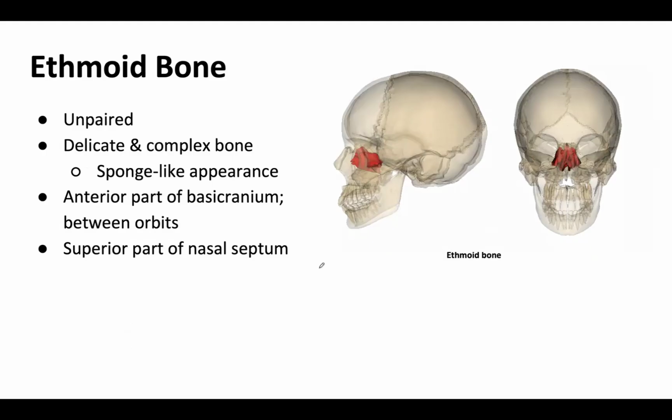The unpaired ethmoid bone is similar to the sphenoid, but just on a much smaller scale. Just in terms of its location, it's one of the more unique looking bones in the body. It's very delicate, it's very complex. It has almost a sponge-like appearance because there's lots of little holes in there. It's a small part of the anterior basicranium, and it's located between the orbits, and it even forms the superior portion of the nasal septum.